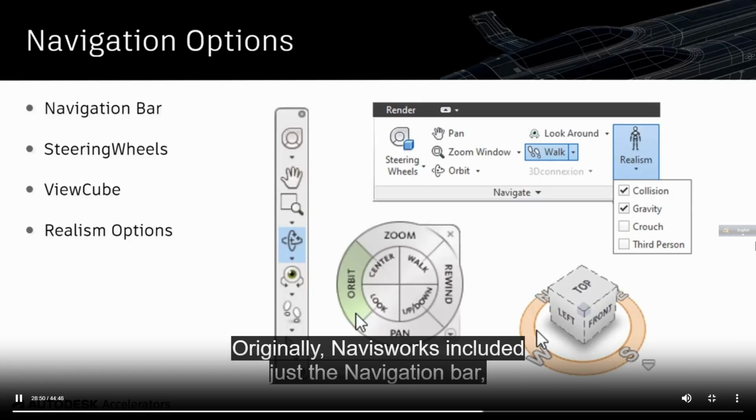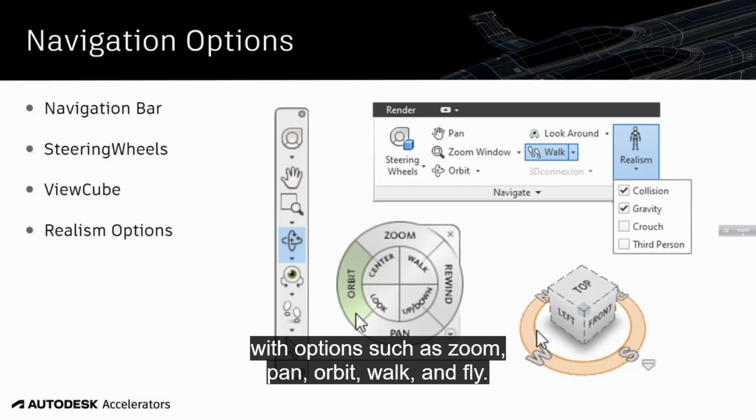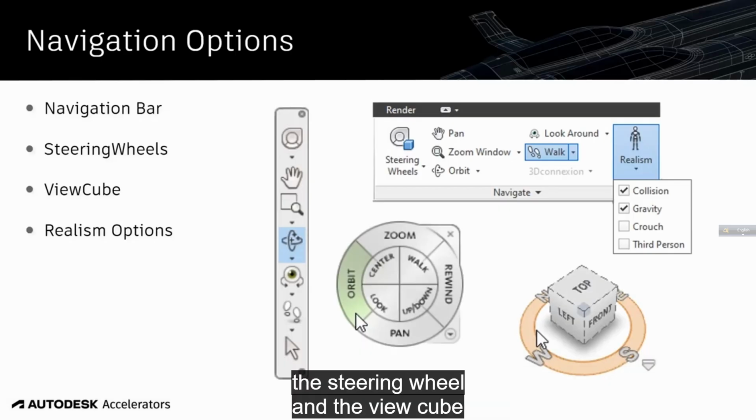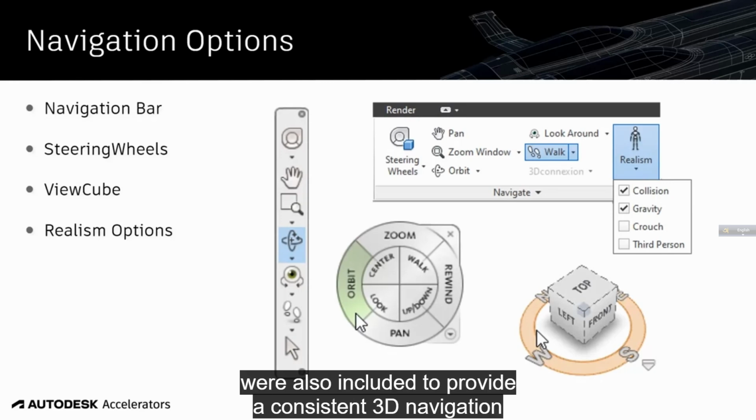Originally, Navisworks included just the navigation bar, with options such as zoom, pan, orbit, walk and fly. However, once the product was acquired by Autodesk, the steering wheel and view cube were also included to provide a consistent 3D navigation experience across the suite of Autodesk applications.